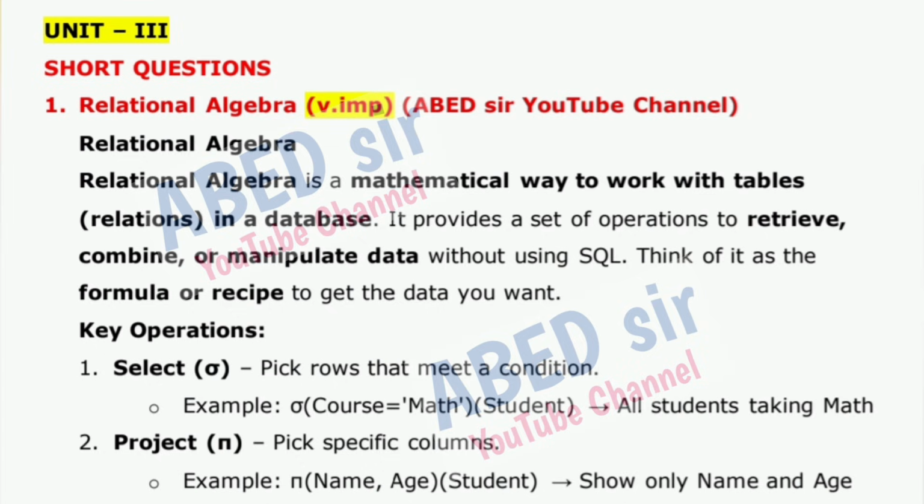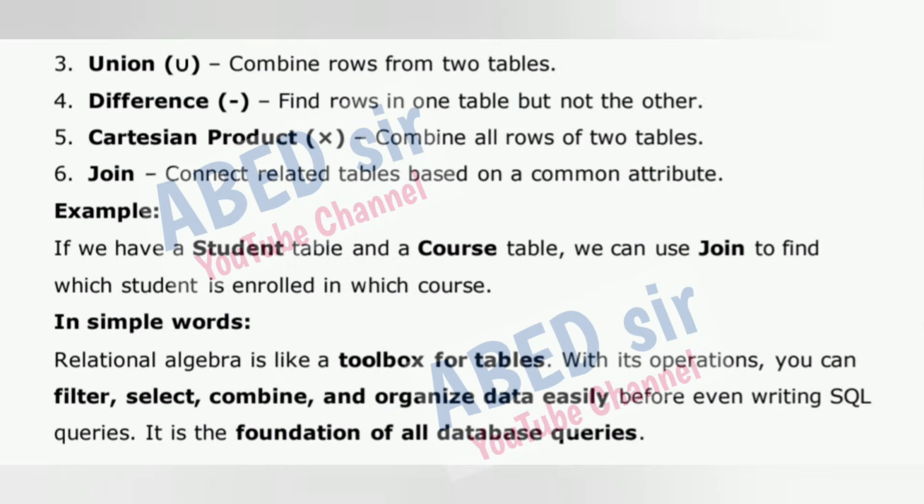2. Project, pi, pick specific columns. Example, pi, name, age, student, show only name and age. 3. Union, combine rows from two tables. 4. Difference, dash, find rows in one table but not the other. 5. Cartesian product, times, combine all rows of two tables. 6. Join, connect related tables based on a common attribute.